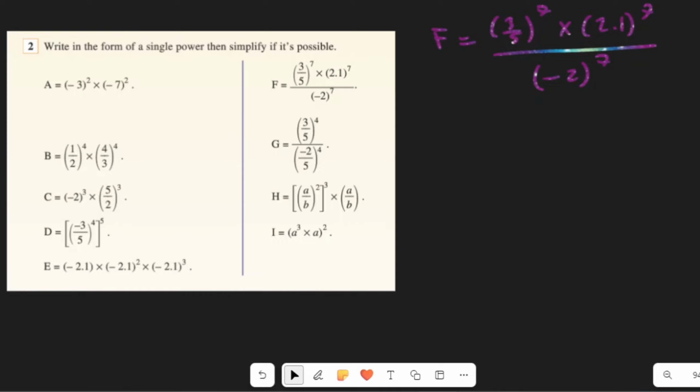So the base, negative 2, is negative. Therefore, we need to look at the exponent. 7. 7 is an odd number. Therefore, we're going to get a negative denominator. So let's start simplifying it.